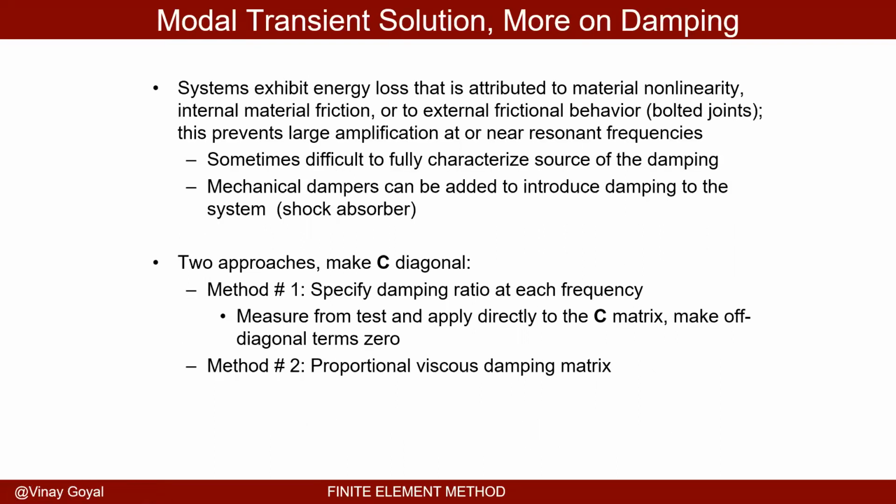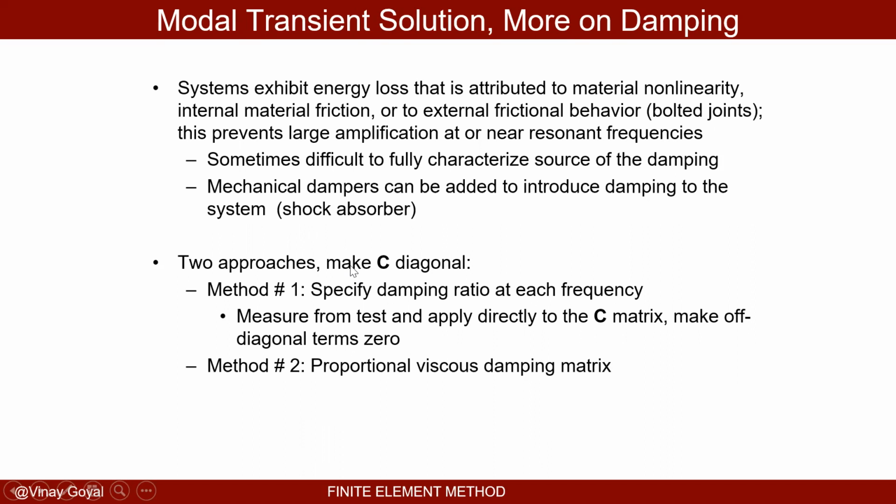So I want to talk more about damping. The system exhibits energy loss that's attributed to material nonlinearity, and that can be due to internal material friction or external friction. And that will prevent large amplification at or near resonant frequencies. That's typically the case. It's sometimes really difficult to fully characterize the source of damping. Mechanical dampers can be added to introduce damping to the system. So that's very important. That's typically done.